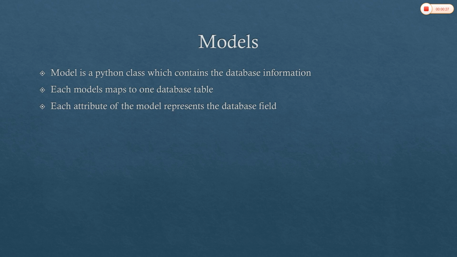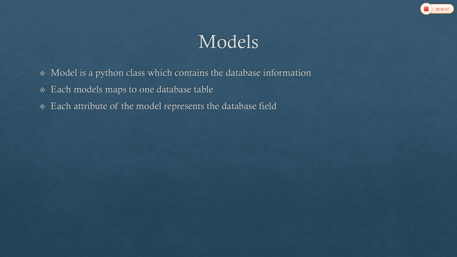Now, what is a model? A model is a Python class which contains the database information. Each model maps to one database table. That is, from front end, we are going to create a model that will reflect as a table in the backend. Each attribute of the model represents the database field.